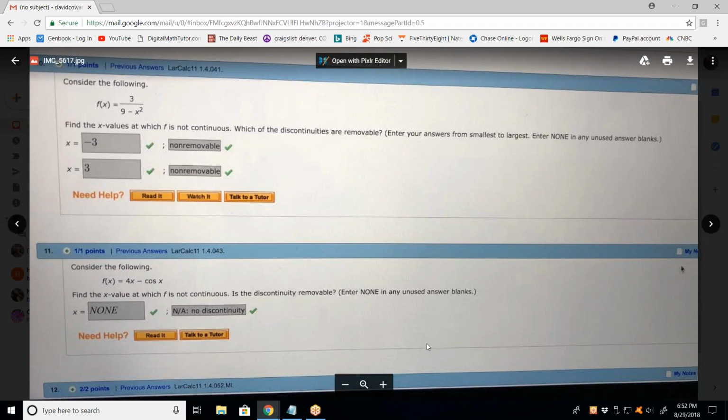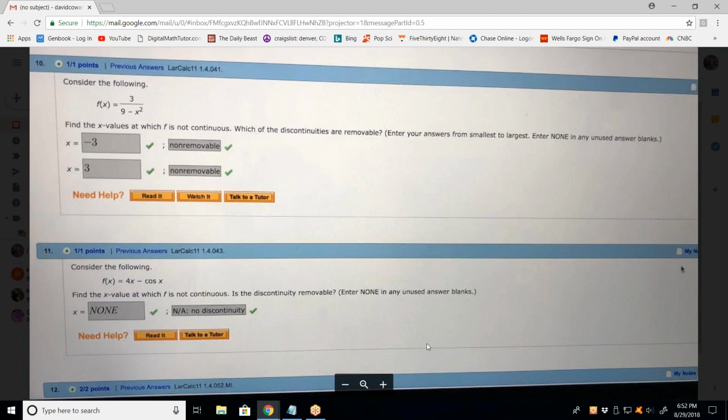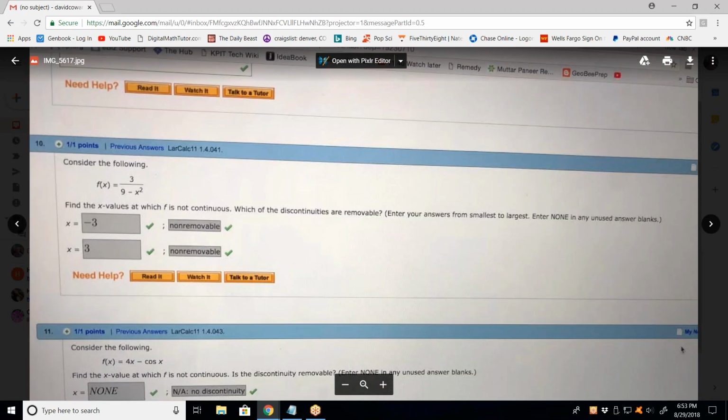So how would I know what the graph of this looks like? 4x minus cosine x. All right, let me think about this for a second. Where is it not continuous? Well, you would need an asymptote, probably, to be not continuous. How do you graph 4x minus cosine x? Are you allowed to use a calculator on this? No. Okay. Hold on a second.